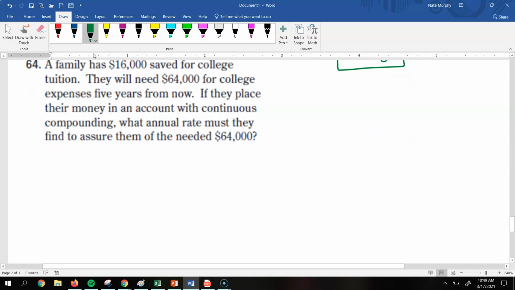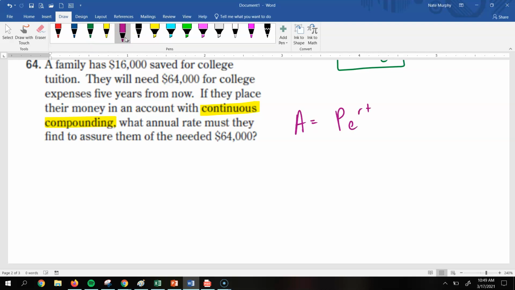All right, lastly, let's look at the story problem. It says a family has $16,000 saved for college tuition. They will need $64,000 for college expenses 5 years from now. If they place their money in an account with continuous compounding, what annual rate must they find to assure them of the needed $64,000? Okay, so we're going to use PERT. How do we know that? Because we see that phrase, continuous compounding. So anytime we see that phrase, we're going to be using PERT.